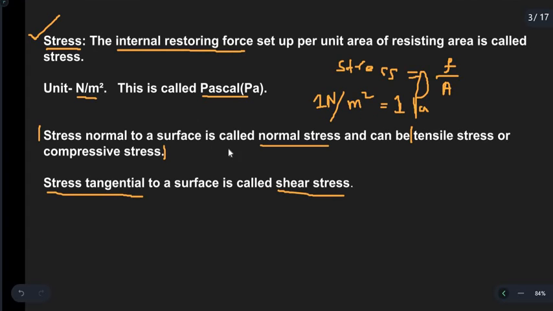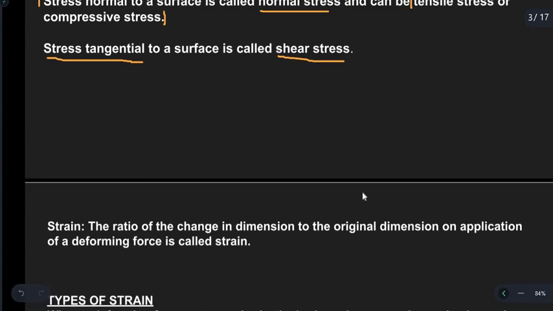Wait a bit, my pen was not working. Okay, now it's working. Let's see. Yeah, so we'll study shear stress. Let's move on to the next part.